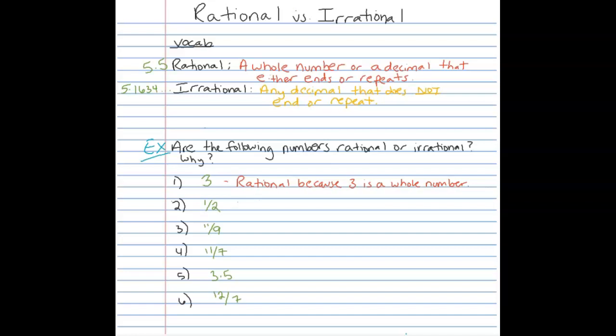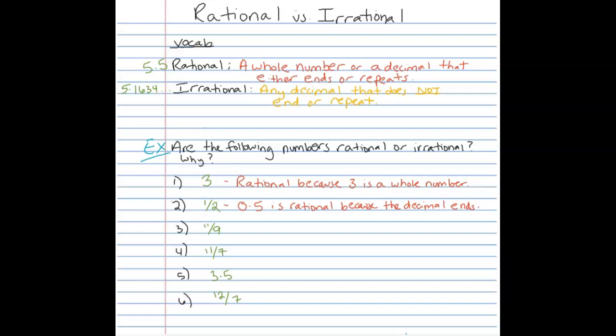Boom, done. That's it. Next up, 1/2. If I were to do 1 divided by 2, I get 0.5. Even though it's a decimal, it ends. So we are going to write that it is rational because the decimal ends. I could add as many zeros as I want to at the end. It's still going to end. Those zeros do not mean anything.